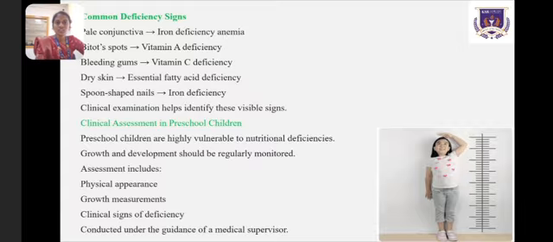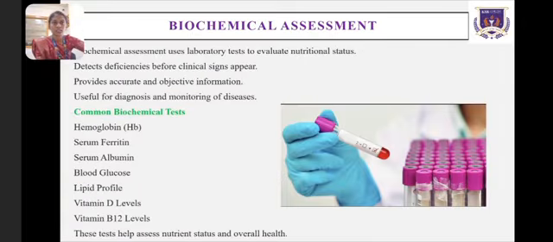Nowadays, preschool children are highly vulnerable to nutritional deficiency. So the same parameters are applied here. Some assessments include physical appearance, growth measurements, and clinical signs of deficiency, conducted under the guidance of your medical supervisor. So these are the basic clinical assessment tools.